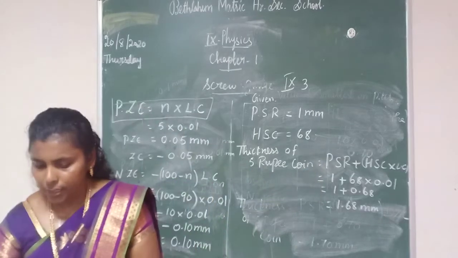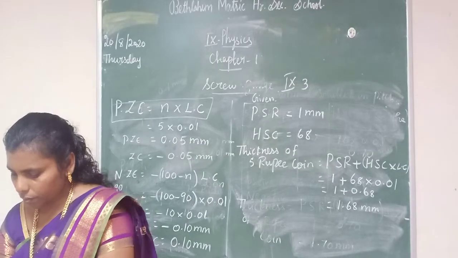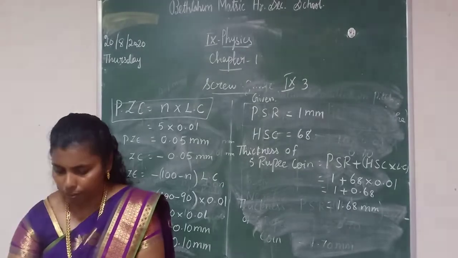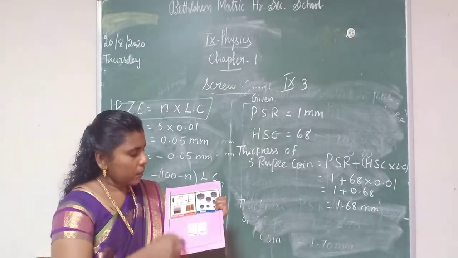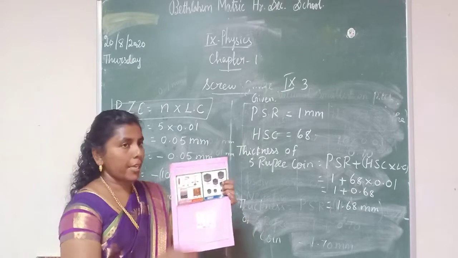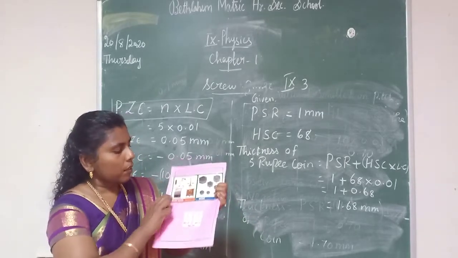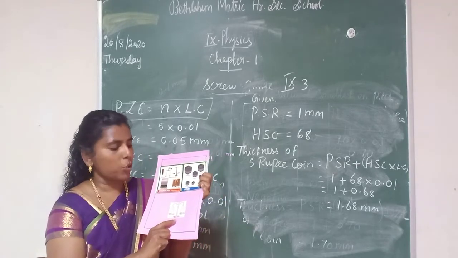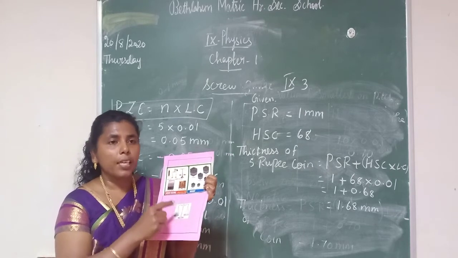The next one is measuring mass. See here some measuring instruments. See this beam balance. What is this? Beam balance. By using this beam balance, we have to find the mass.